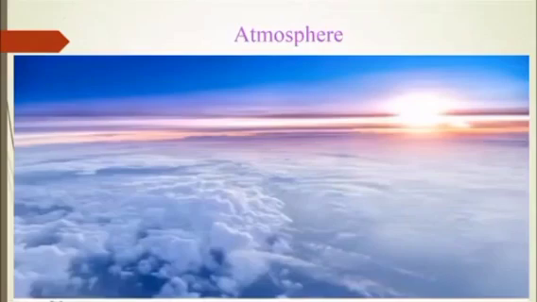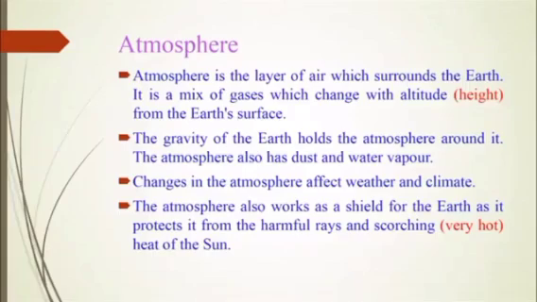Next, we are going to learn about atmosphere. Atmosphere is the layer of air which surrounds the earth. It is a mix of gases which change with altitude. Altitude means height from the earth's surface. The gravity of the earth holds the atmosphere around it. The atmosphere also has dust and water vapor.